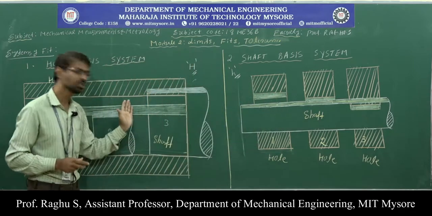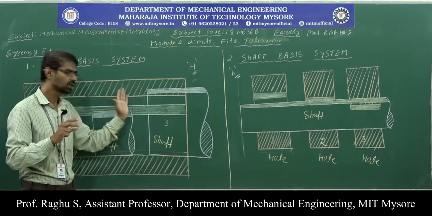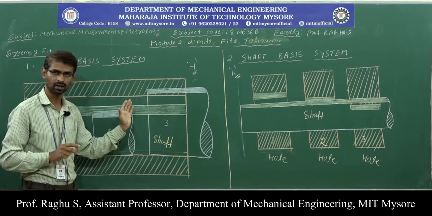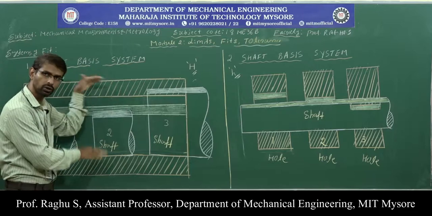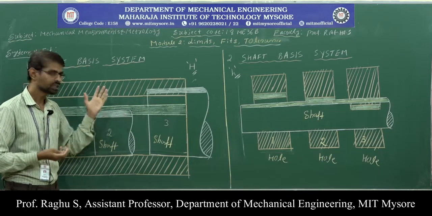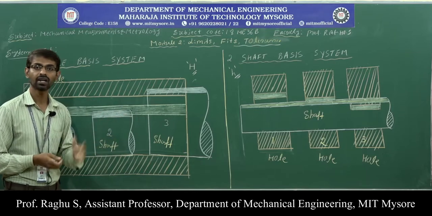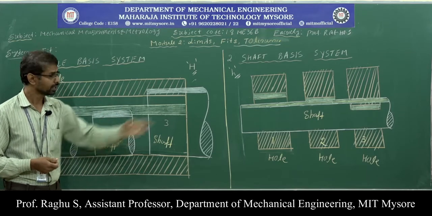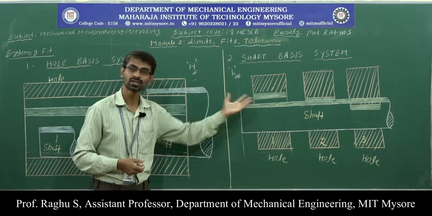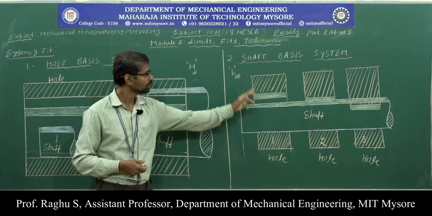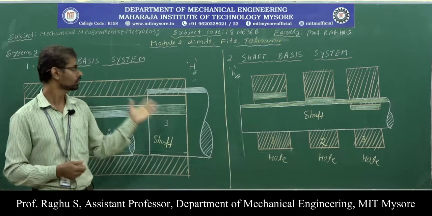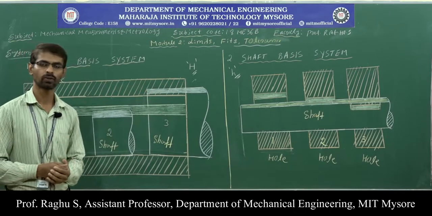But in the hole basis system, the size of the hole is kept constant. Therefore this system is convenient and less costly to make holes of correct size, since standard drills and standard reamers are available. But in case of shaft basis system, we are supposed to produce different sizes of holes. That's why this system is not suitable for mass production. So this is all about hole basis system and shaft basis system.